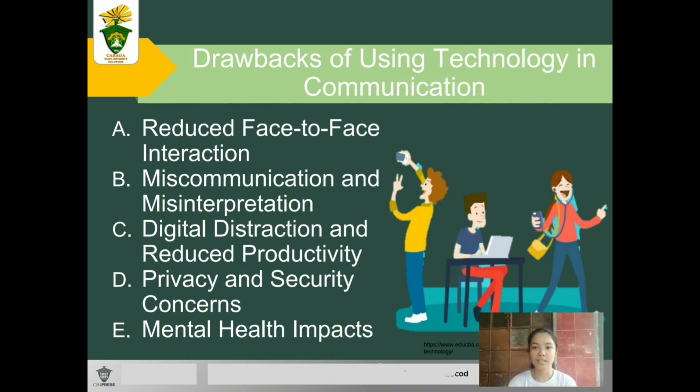Lastly, technology can affect our mental health. Spending too much time online can cause feelings of isolation, anxiety, and depression. The pressure to stay constantly connected and the fear of missing out can take a toll on our well being. It is important to maintain a balance between technology and real life interactions to protect our mental health.